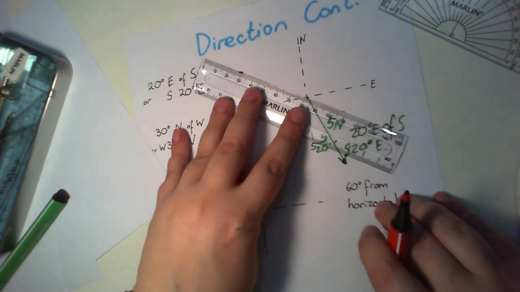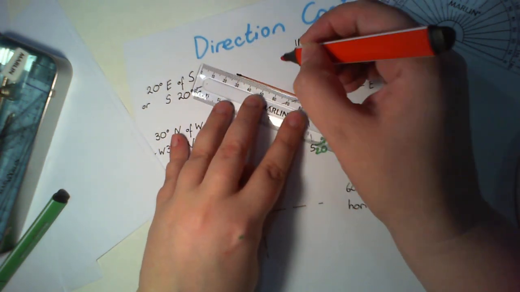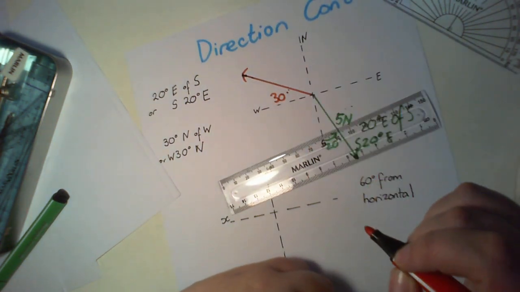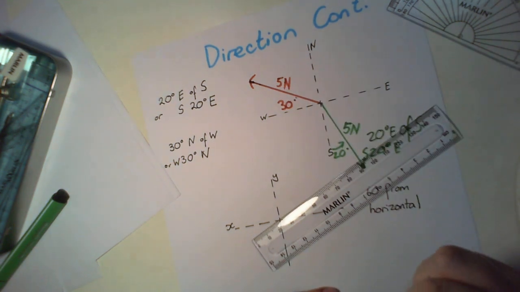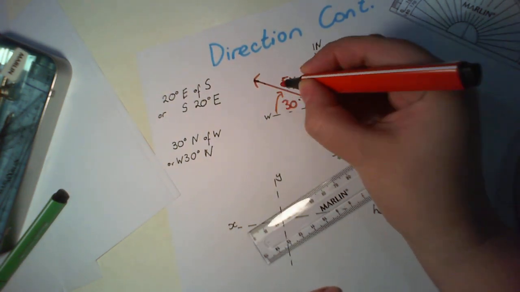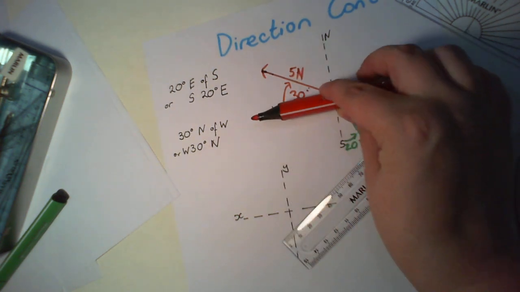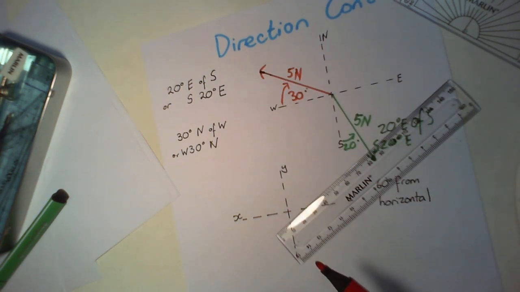Again, at the moment we are not doing scale vectors, we are just approximating the direction. We have 30 degrees, perhaps this is another 5 newtons. So now we have 30 degrees north of west or west 30 degrees north. It is the same direction.